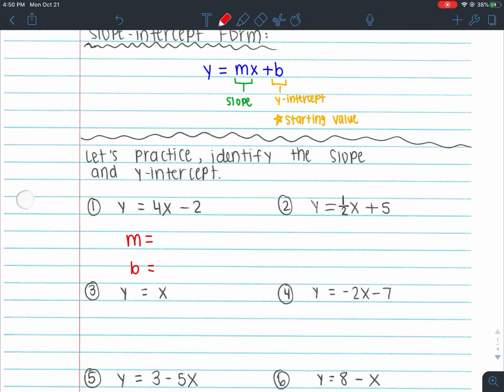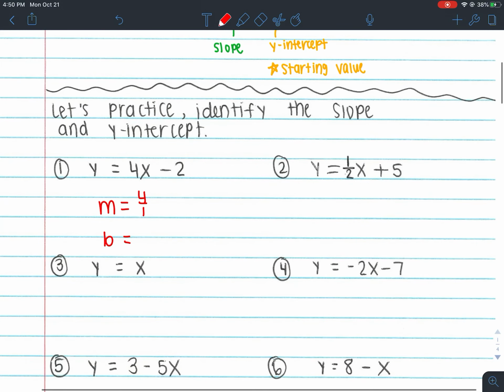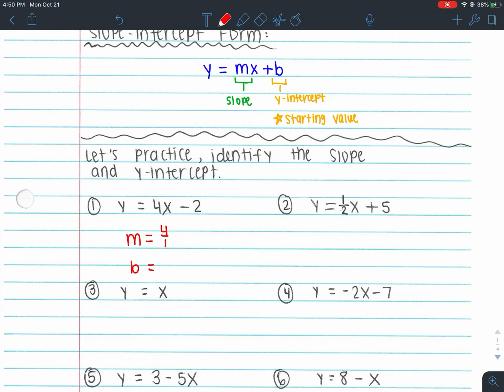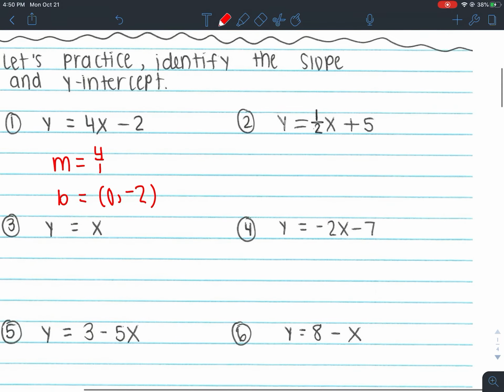So the slope is always attached to the x variable. So our slope in number 1 would be 4. But we always want to write it as a fraction so that we can graph because we want that rise over run. So how would I write 4 as a fraction? Well, that would be 4 over 1. Your y-intercept is going to be -2. But we want to write it as a point, right? Y-intercept is a point on our graph on the y-axis. So a y-intercept, remember, it looks like (0, number). And so a y-intercept here would be (0, -2).